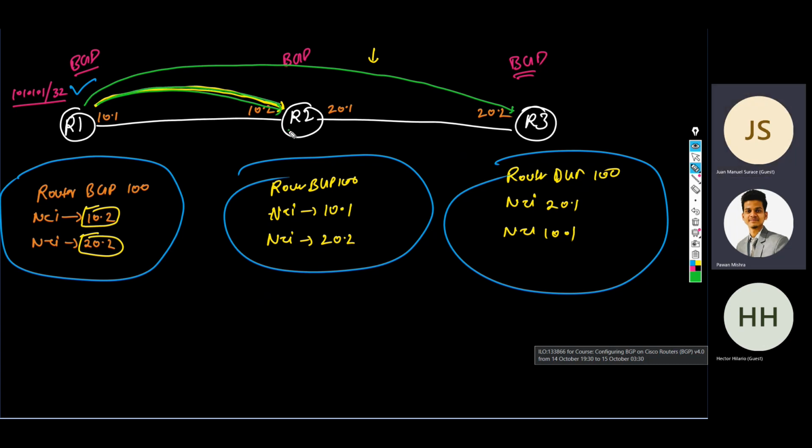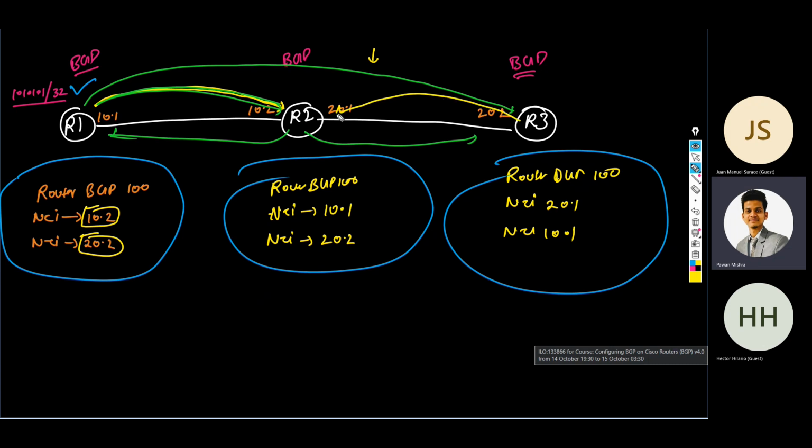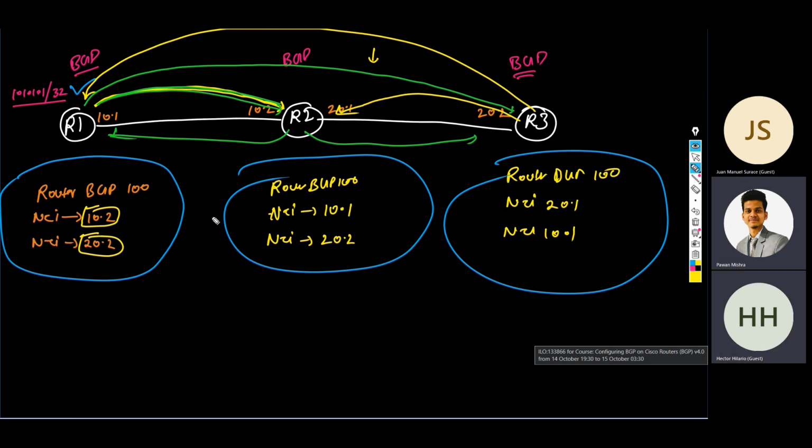And exactly the same on R2. I'm saying my neighbor is this one and my neighbor is this one. Exactly the same in the case of R3. R3 is also saying my neighbor is R2 and my neighbor is R1. Question: isn't that going to create any type of loop?